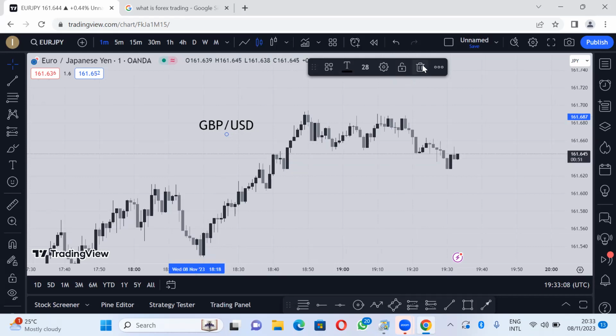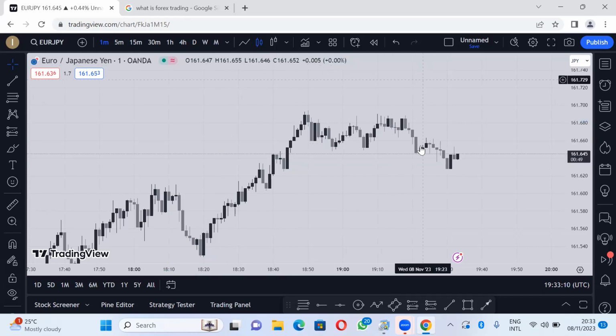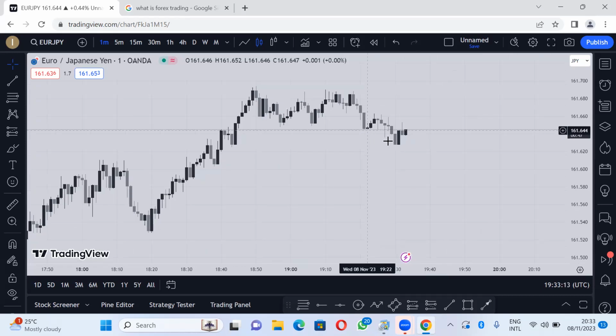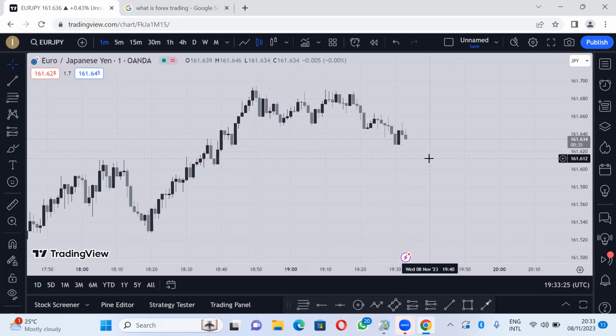Okay, so we are moving on. These things you are seeing here are called candlesticks, and they represent the movement of price. Now, price moves in points. For every 10 points, we call it a pip. Every 10-point movement is called a pip. If you can see now, it's moving.